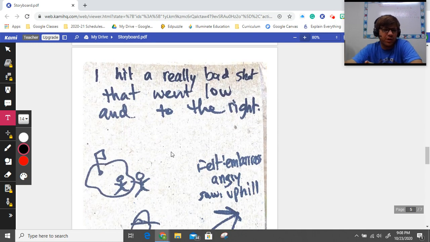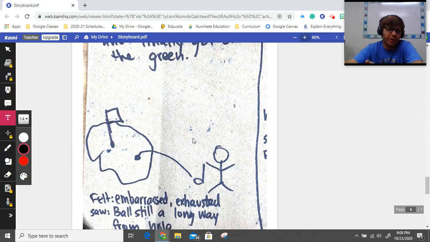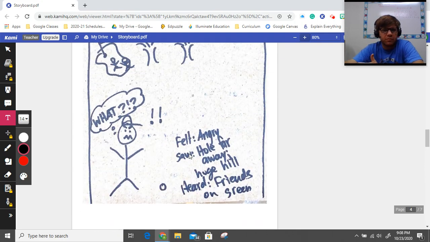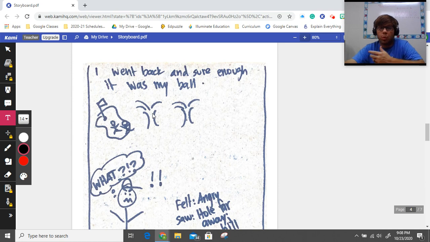And then you can see I hit a bad shot and I finally got on the green and I two-putted. But really, this is where my emotion is. So what am I going to do? I'm going to lengthen it. And how do you do it?